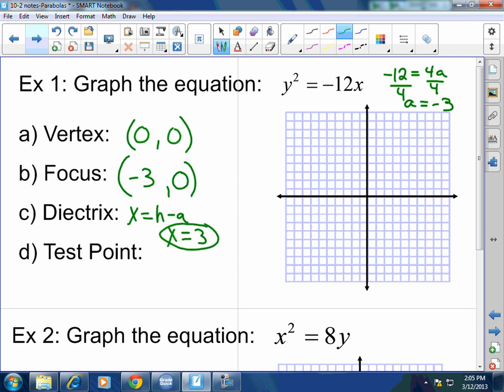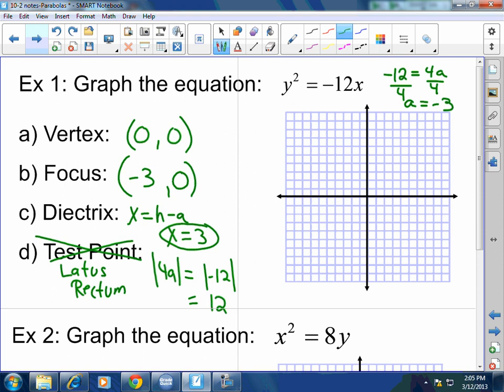I was going to make you do a test point, where you find the x of the focus and plug it in. But why don't we, instead of doing a test point, just find the length of the latus rectum? You'll see how much easier this is. The length of the latus rectum is the absolute value of 4a, correct? So in this case, it's the absolute value of negative 12, so the length of the latus rectum is 12.